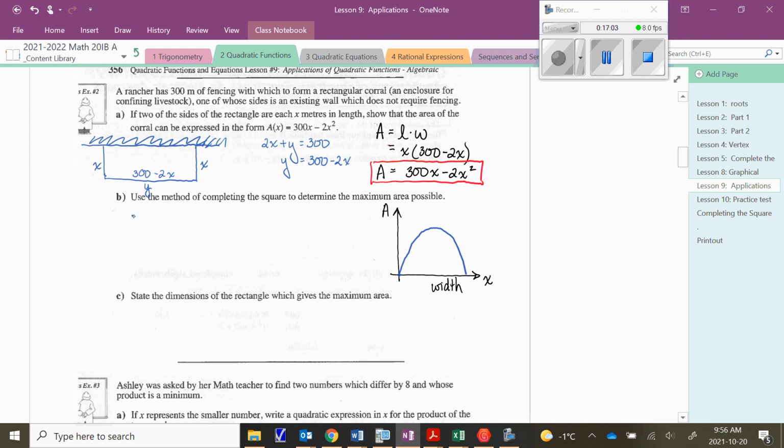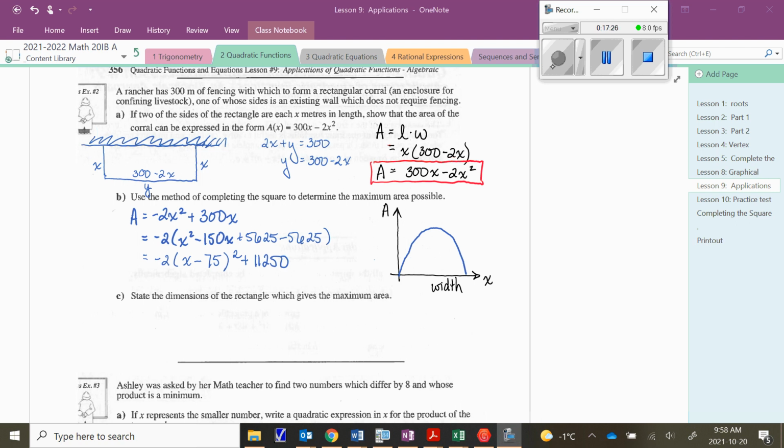So take a moment and let's work to complete that square. We'll rewrite it in descending order, so negative 2x squared plus 300x. So just hit pause and complete your square. So we complete our square by factoring out the negative 2. That leaves us with x squared minus 150x. And then we need our third term.